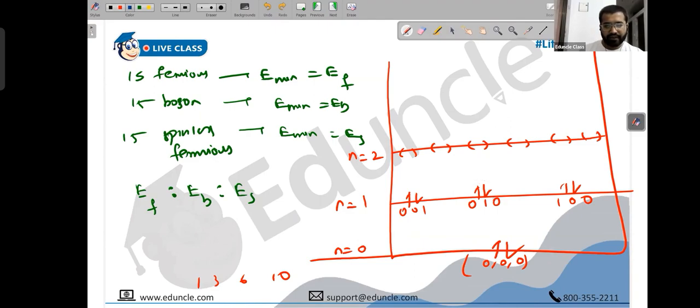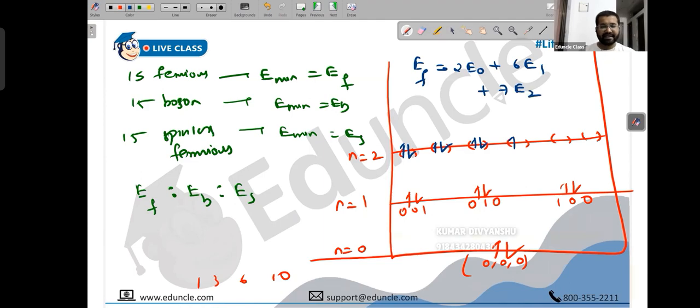Anyway, so I've already got 2, 4, 6, 8. Total are 15 now, so 9, 10, 11, 12, 13, 14, and 15. Thus, done. So for the first case, the value of EF would be: 2 electrons are in the ground state, then 6 electrons are in the first excited state, and the remaining 7 electrons are in the second excited state, people.